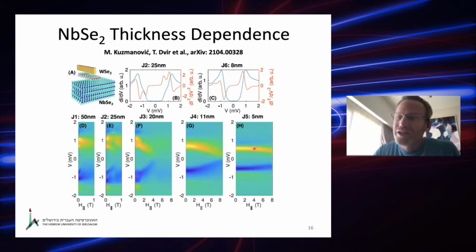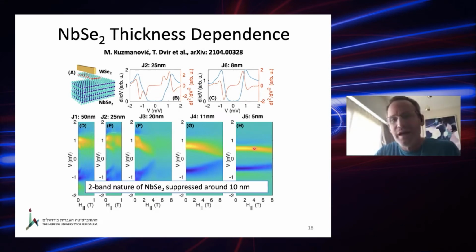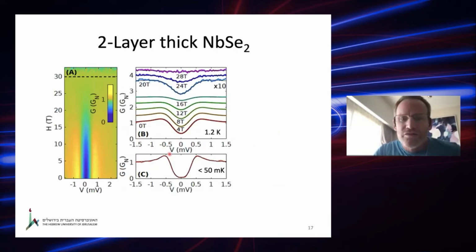But now we can actually go as low as 1 or 2 layers of niobium diselenide, and that's an experiment we carried out in Grenoble. That's a 2-layer thick niobium diselenide sample, measured with an in-plane field up to 30 Tesla at 1.2 Kelvin. And what we can see here is that the gap, of course, is no longer hard because of the finite temperature, but it starts filling up. And although the gap starts filling up at these very high in-plane fields, we see that the magnitude of the gap feature remains more or less stable.